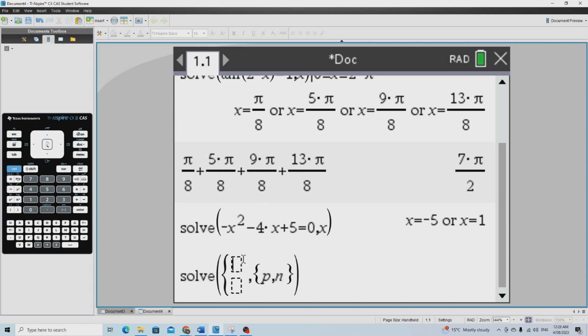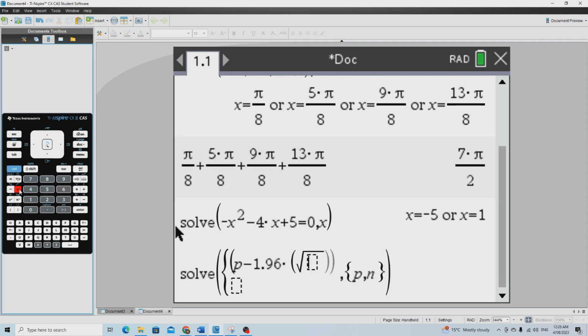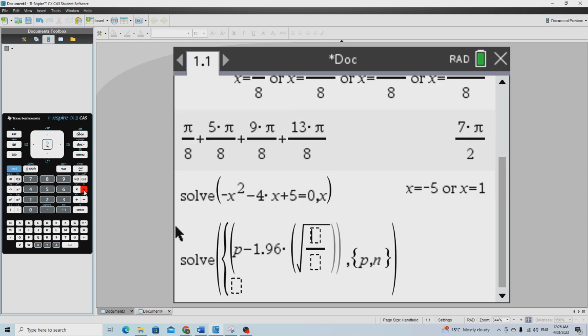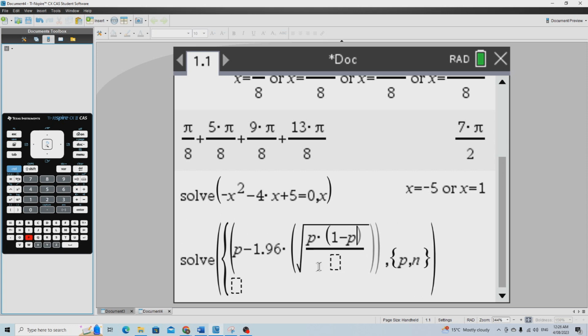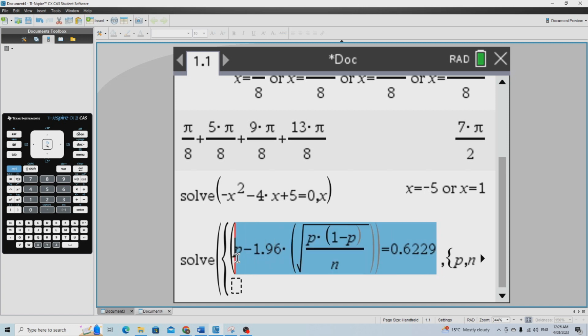So what I can do is, I know the confidence interval is normally written as p minus, because it's 95%, 1.96 times the square root of p times 1 minus p over n. So we put that, and that's all equal to the first value, which is 0.6229. And what I can do is copy this whole thing.